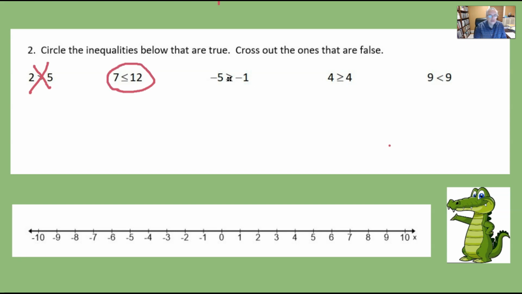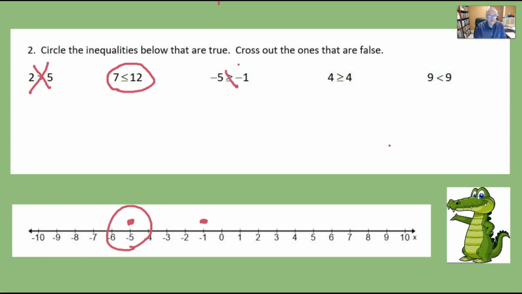Negative 5 is greater than or equal to negative 1. This time I'm going to go to the number line. Negative 5 is right here. Negative 1 is right there. The number on the left is a smaller number, so negative 5 is less than negative 1.